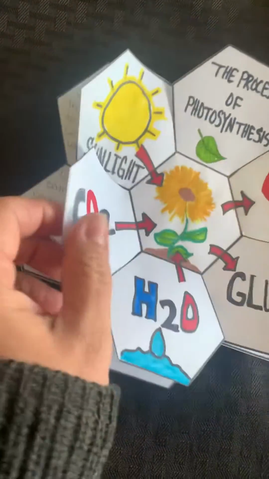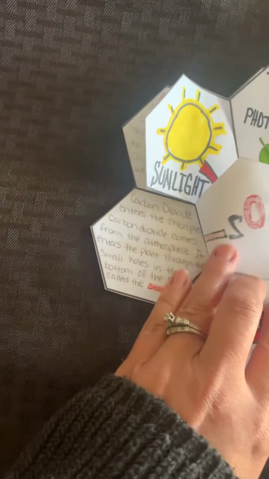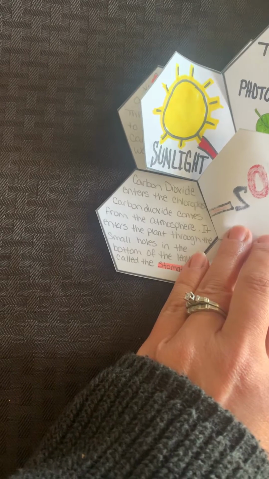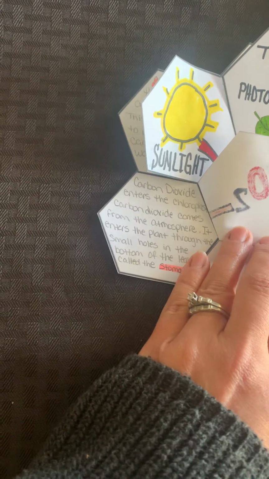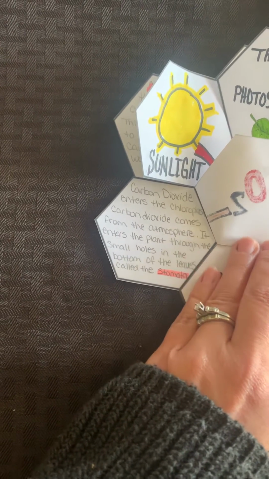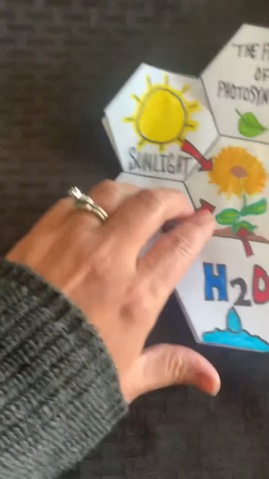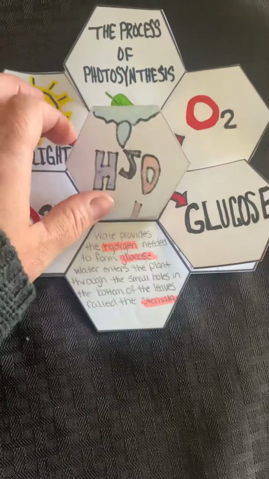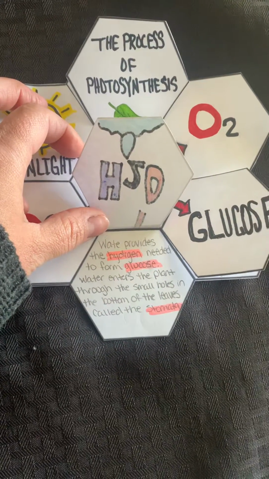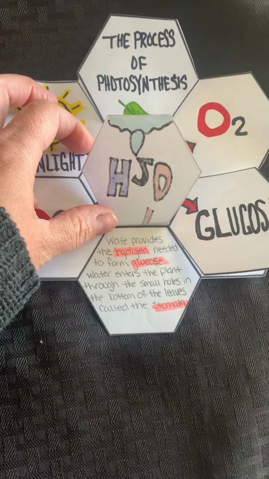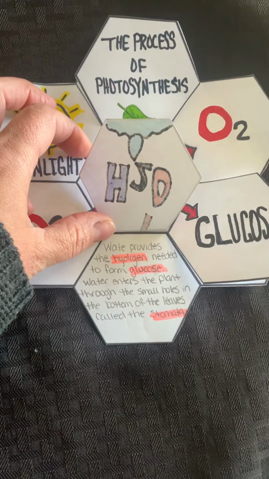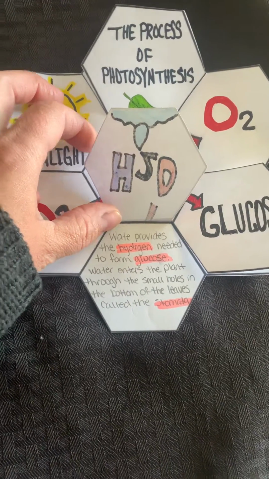Then you also have carbon dioxide. Carbon dioxide comes from the atmosphere. It enters the plant through the small holes in the bottom of the leaves called the stomata. And you have H2O, which is water. Water provides the hydrogen needed to form glucose. Water enters the plant through the small holes in the bottom of the leaves called stomata.